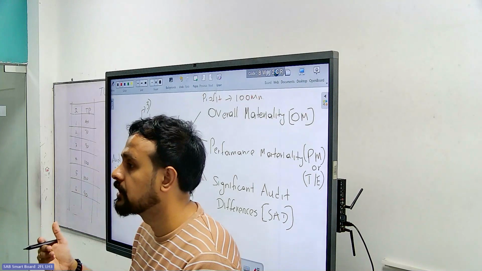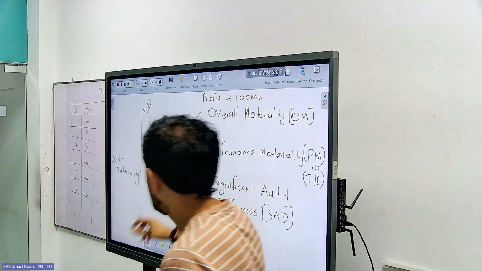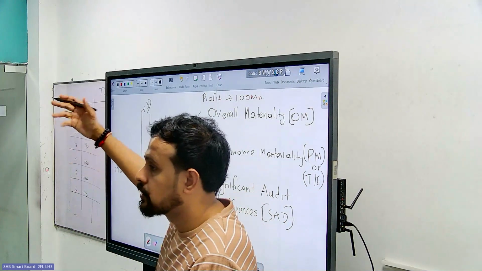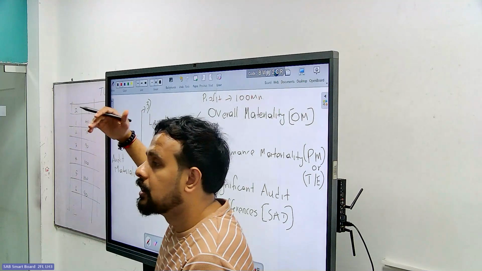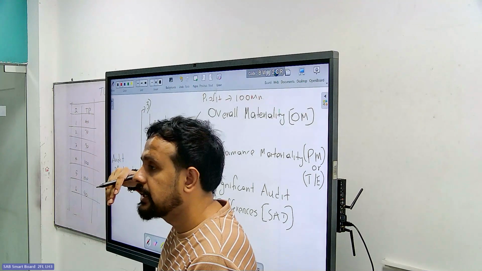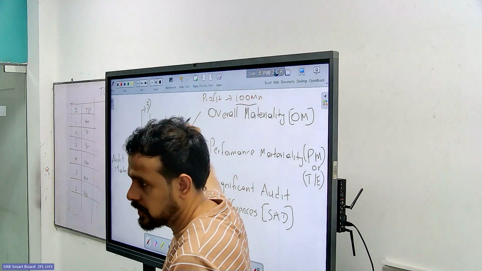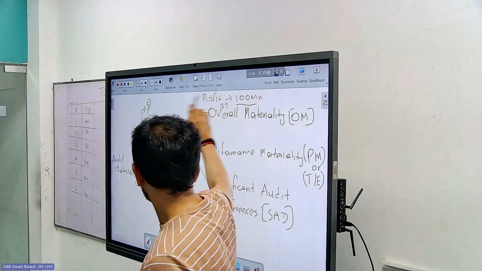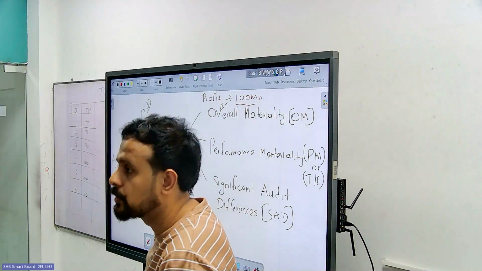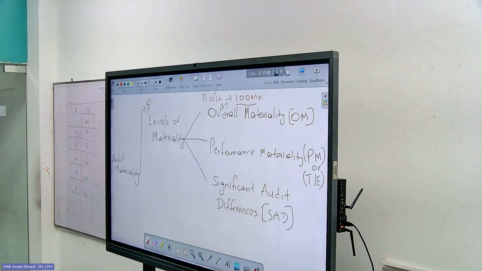That material threshold, I can use two ways. One is by amount, another one is by nature. Okay, so we take by amount. Once you get the financial statement of the company, the financial statements indicate 100 million is the profit before tax. Okay, 100 million profit before tax. You know 100 million is the profit before tax of the company.